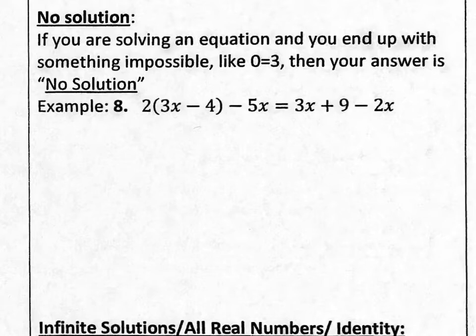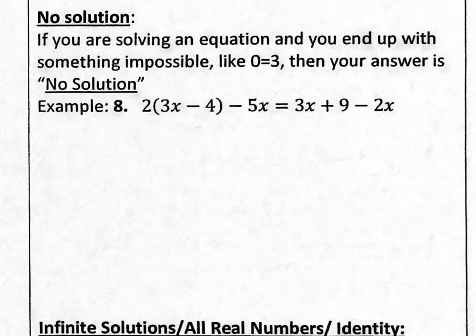So let's first understand that when you end up with something impossible, let's say you're solving this thing and you end up with something impossible like 0 equals 3. That just cannot happen. 0 does not equal 3. That's when you say no, as in no solution, right? So let's work on this guy. If we get to an answer, then that's great. But if something impossible happens like 0 equals 3, that's when we say no solution.